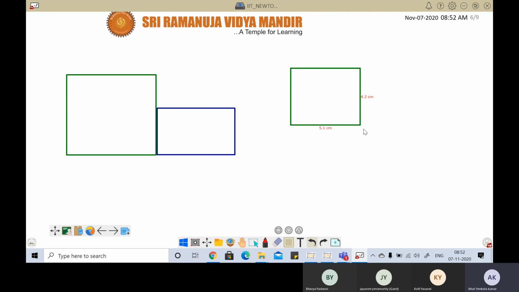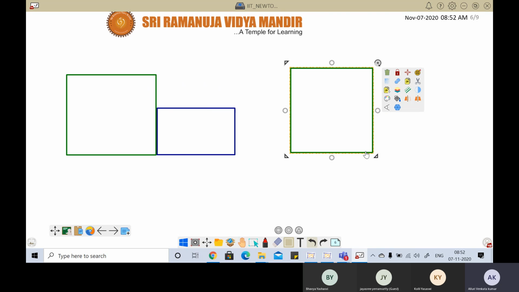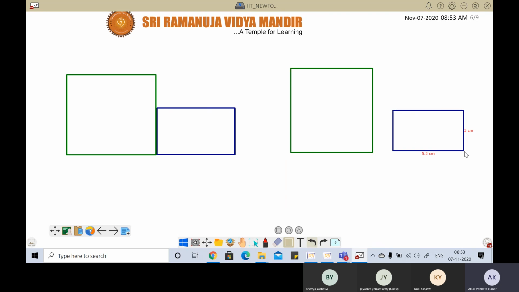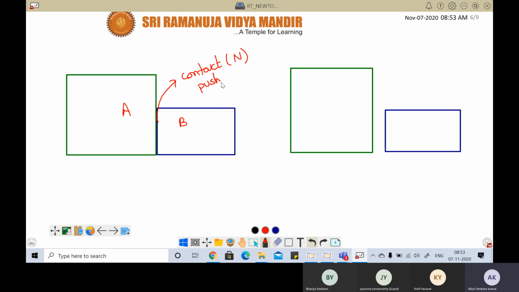This is the bigger block, and this is the smaller block. I'm separating them just for understanding. See here, this is block A, this is block B. Now here there is a contact. Contact means there is a normal reaction. Normal reaction means what? Pushing each other. They don't like it. So A doesn't like B. So what will it do?